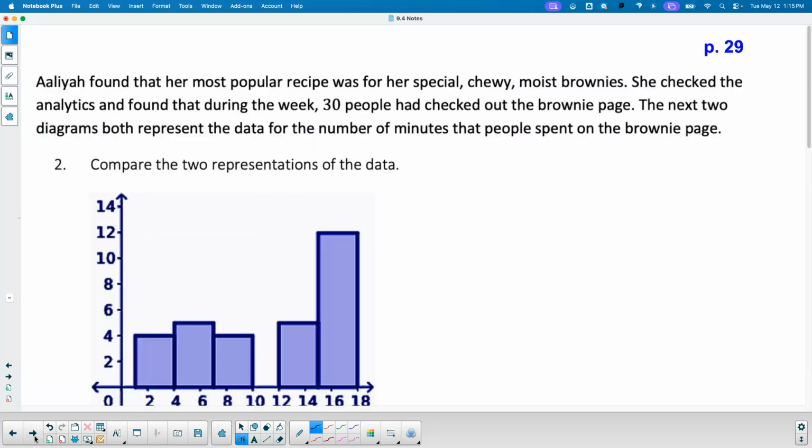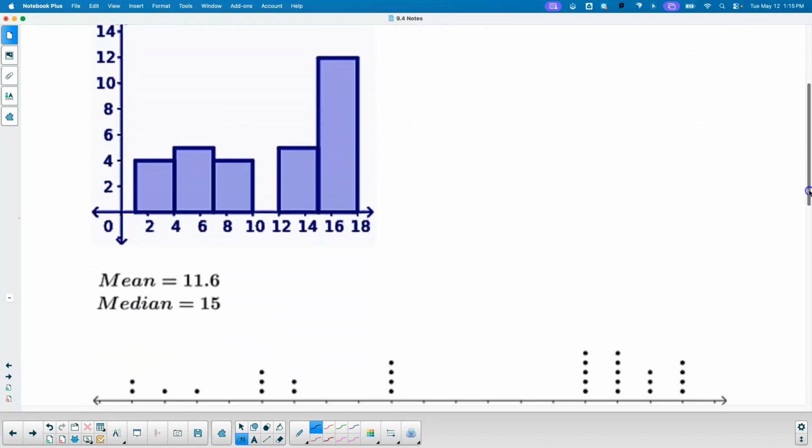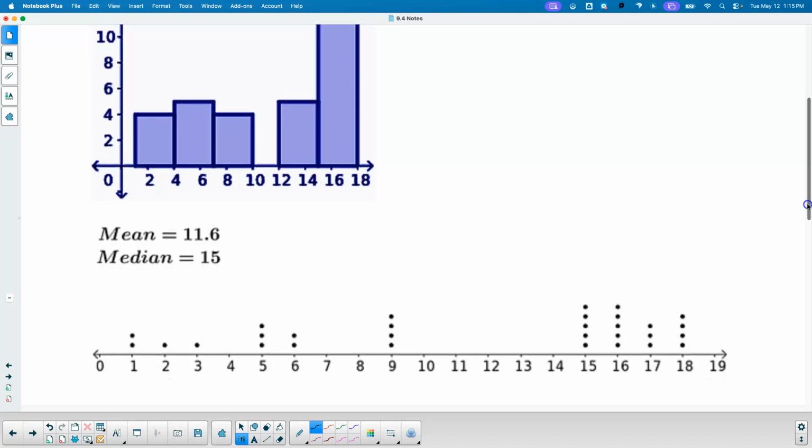Our next set found that her most popular recipe was for her special chewy, moist brownies. She checked the analytics and found that during the week, 30 people had checked out the brownie page. The next two diagrams both represent the data for the number of minutes that people spent on the brownie page. So this was getting at what you were talking about, Lily, right? Like minutes that they spend on the site. Okay? So we need to compare these two pieces of data then.